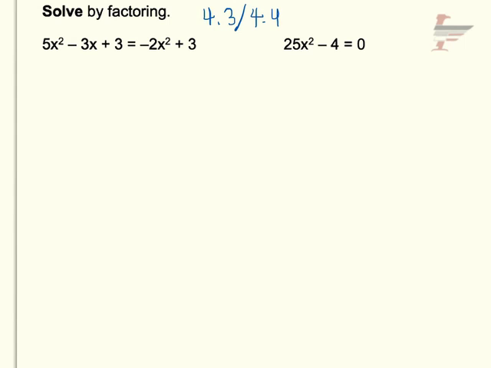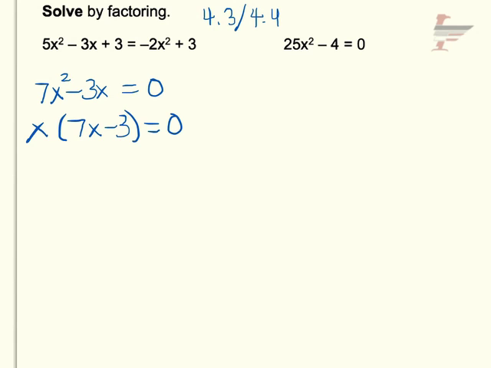So the first problem, and pause the video, see how well you do with these without listening to the answer, of course. For the first one, I'm going to get everything on one side. So I'm going to add the 2x over to the other side, and I'm going to subtract the 3 over, and that leaves me with, canceling out the 3's. And then always remember your greatest common factor. Well, I can take an x out of both of those, so that leaves me with 7x minus 3.